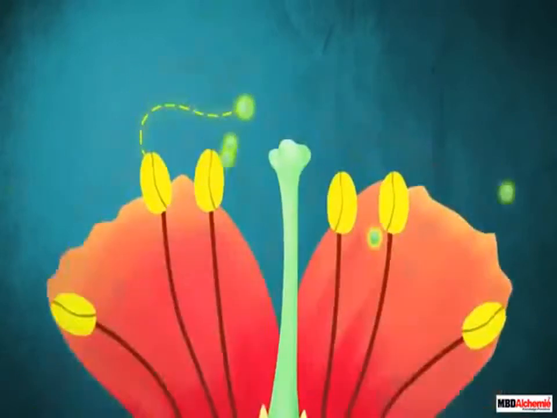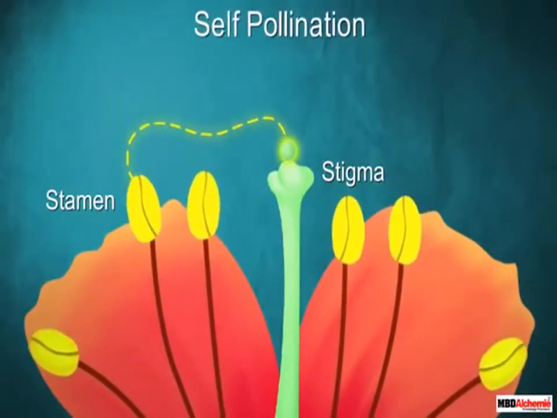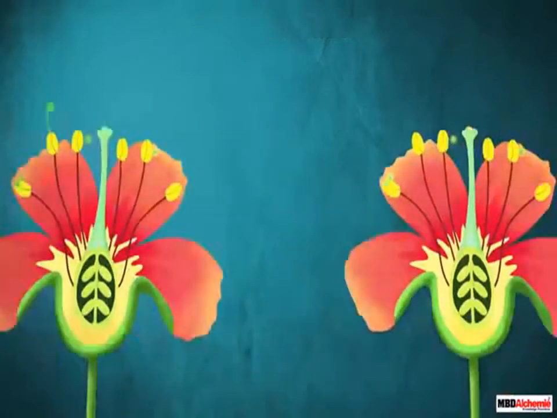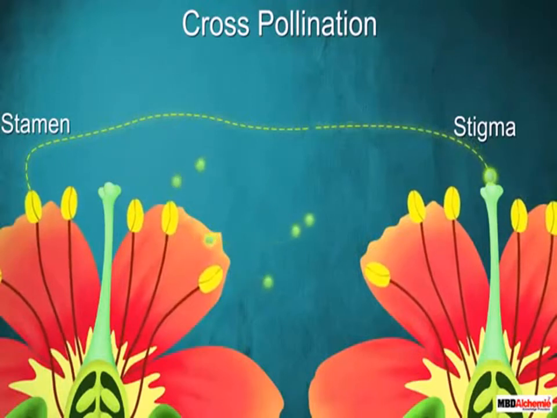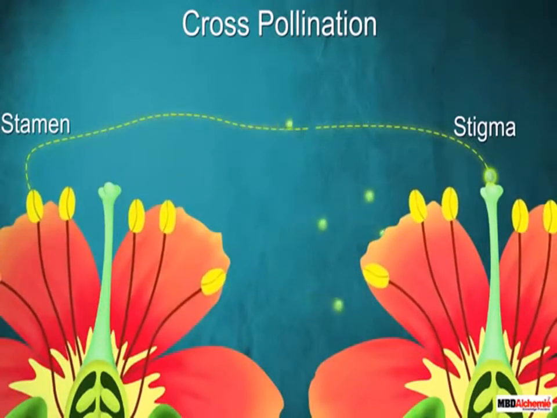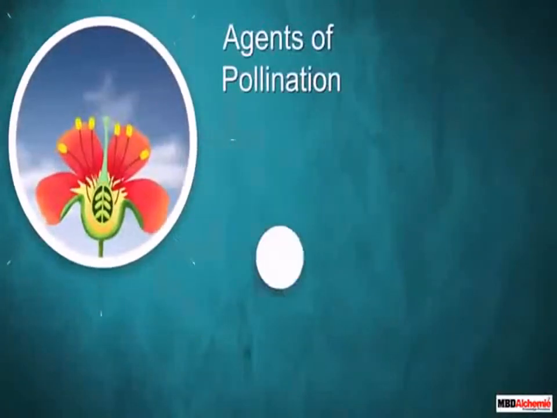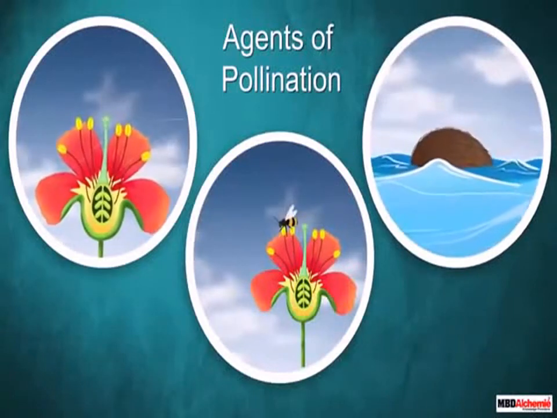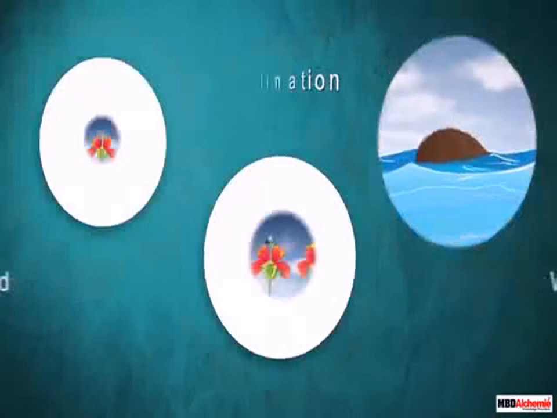If the pollen grain of a flower lands on the stigma of the same flower, it is called self-pollination. But if the pollen grain of a flower lands on the stigma of another flower of the same or another plant of the same type, it is called cross-pollination. Pollination occurs with the help of different agents like wind, water, or animals.